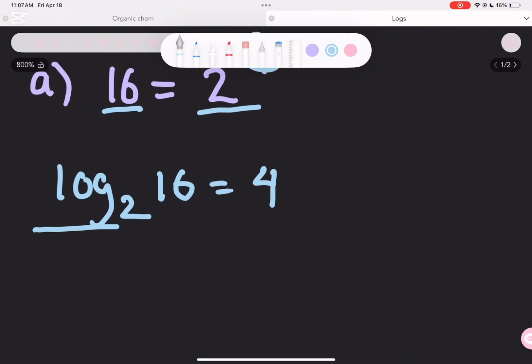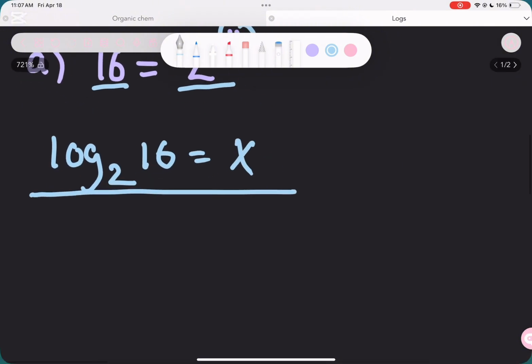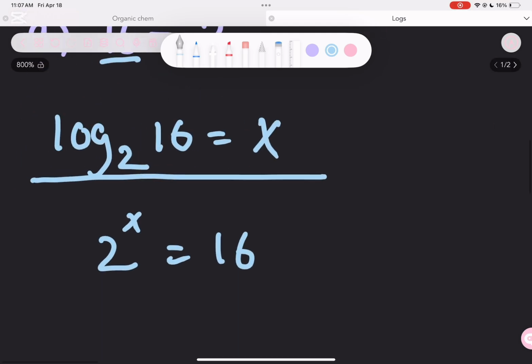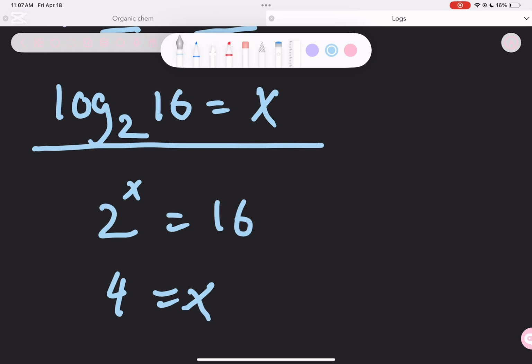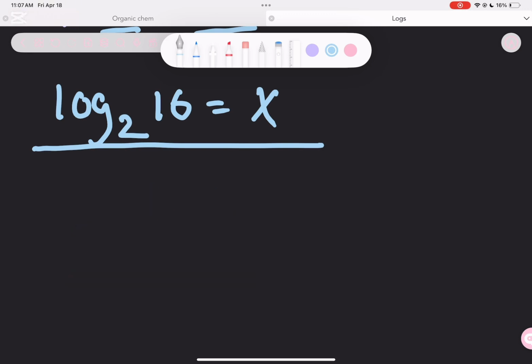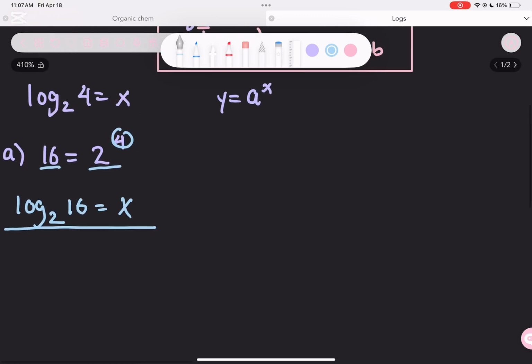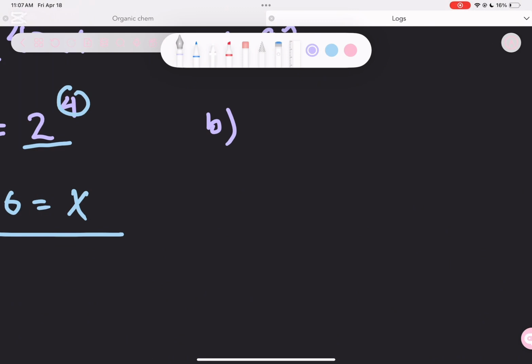Essentially what this expression is saying is that if this was x, it'd say 2 to the what is equal to 16. And if you know 2 to the 4 is equal to 16, that's essentially what they're asking you. So, yeah. And then, let's try another one.